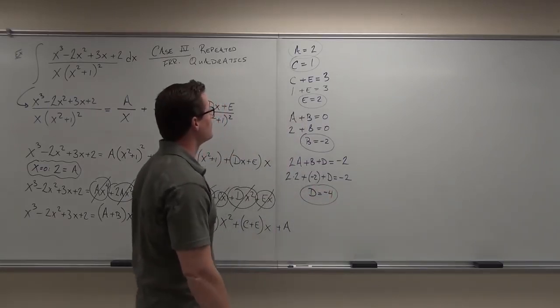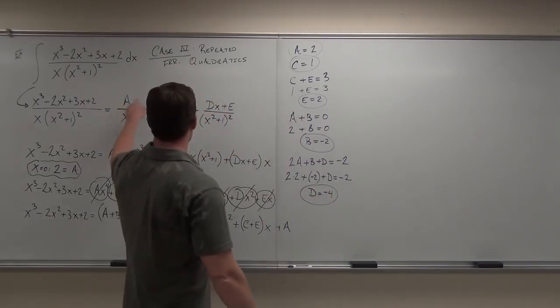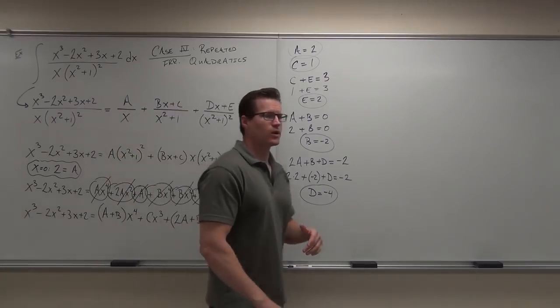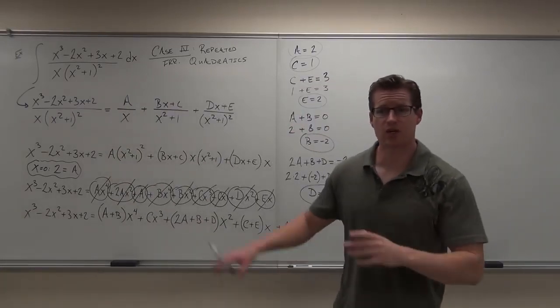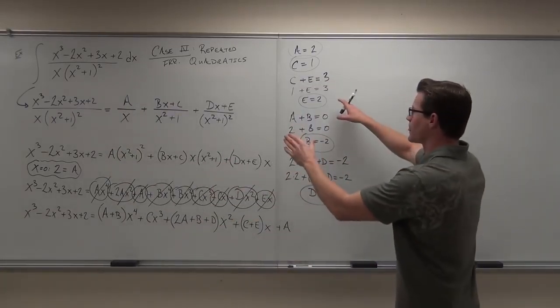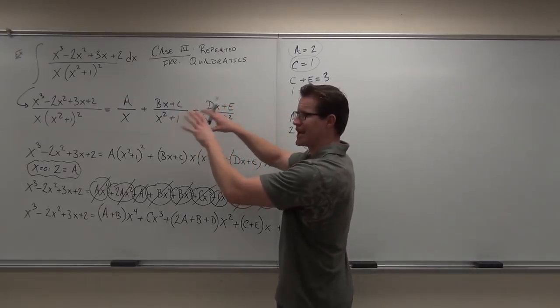Have we found them all? A, B, C, D, E. We got A, B, C, D, E. Hey, we got them all. Now let's go ahead and write out what these fractions are going to be. So can you go ahead and do that for me, please? Write out what this integral changes into.